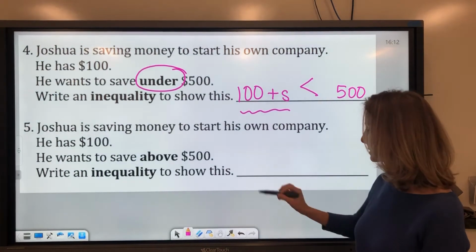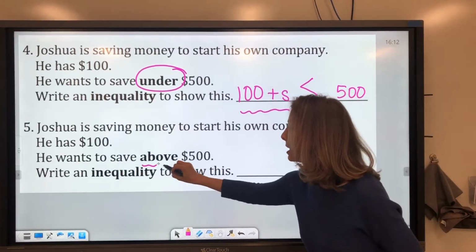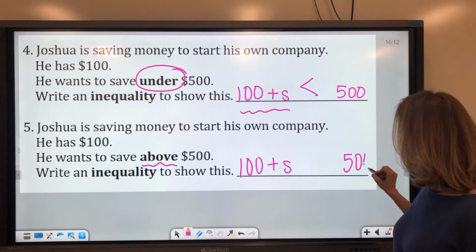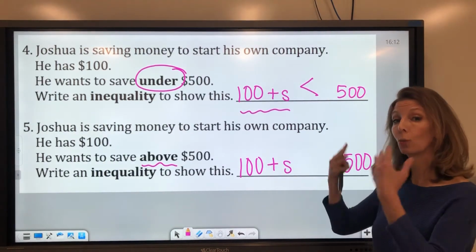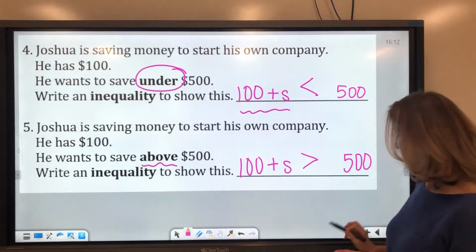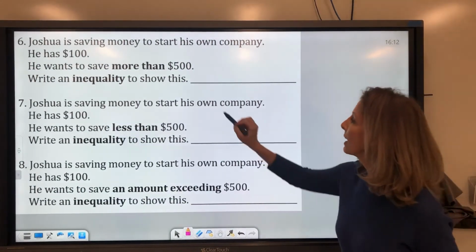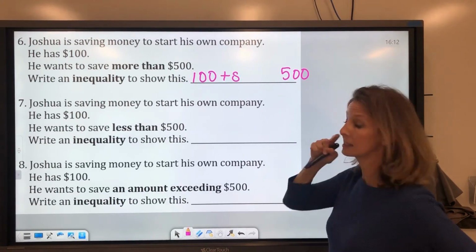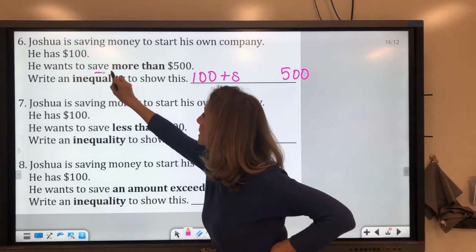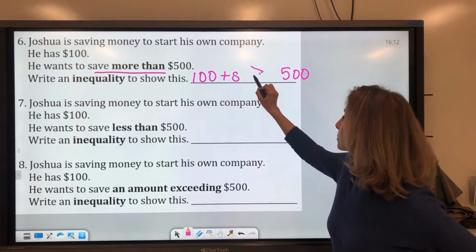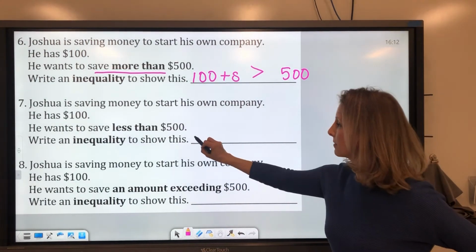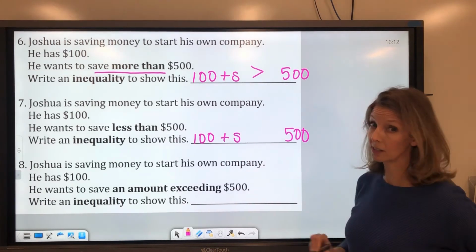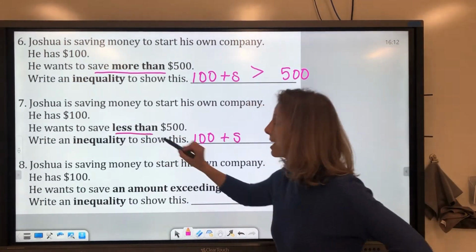Next, he wants to save above 500. So we have our 100 plus the S, and this is supposed to be above, so it's greater than 500. Again, we have our 100 plus S and 500 over here. It says he wants to save more than, so we can see this will be a greater than. Number 7. Again, 100 plus S. We have our 500. Let's look at our keyword here. He wants to save less than.